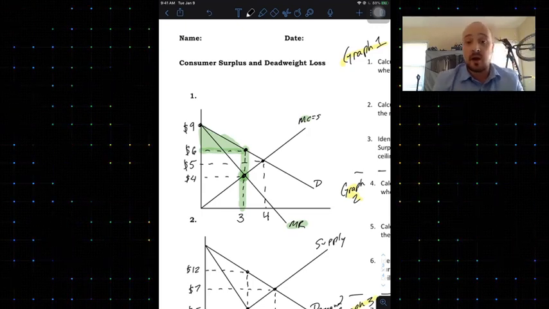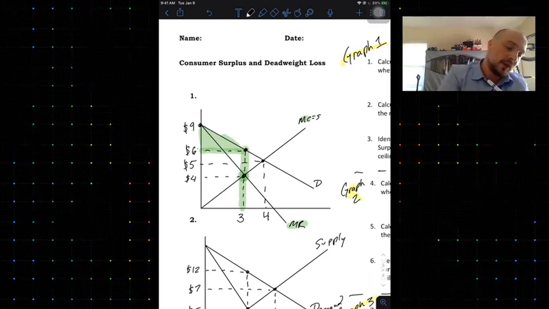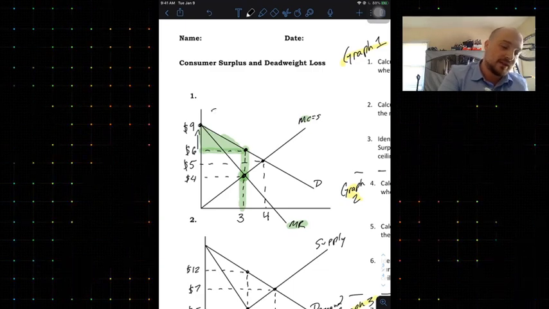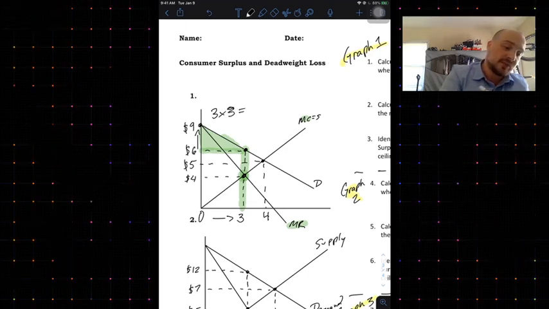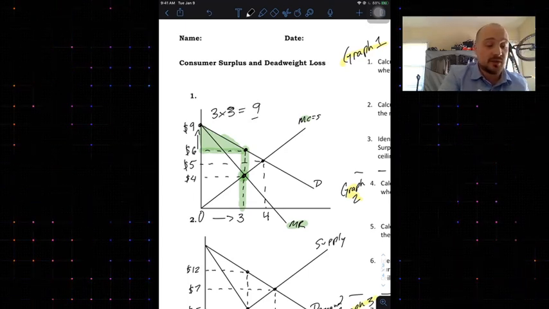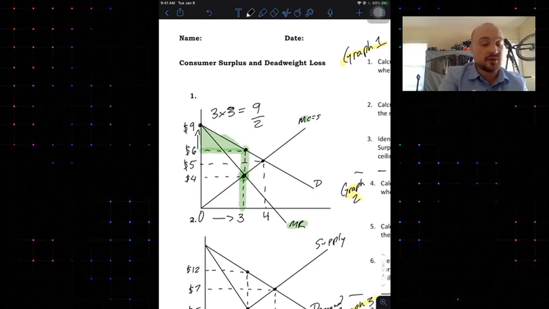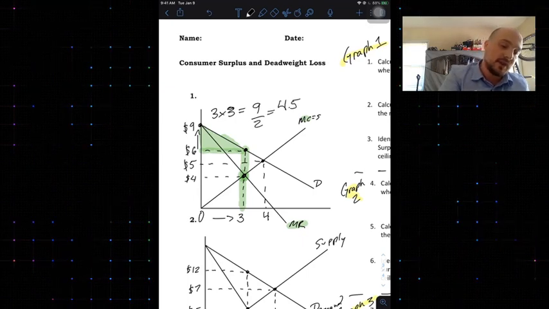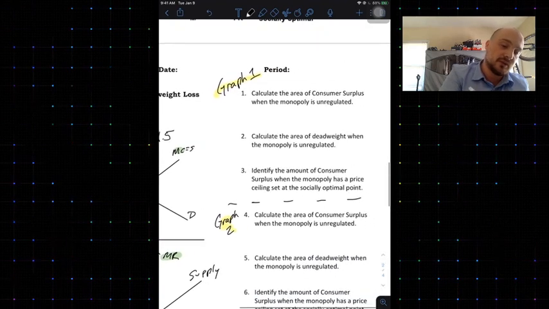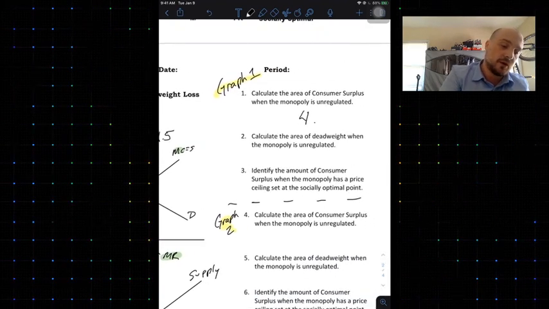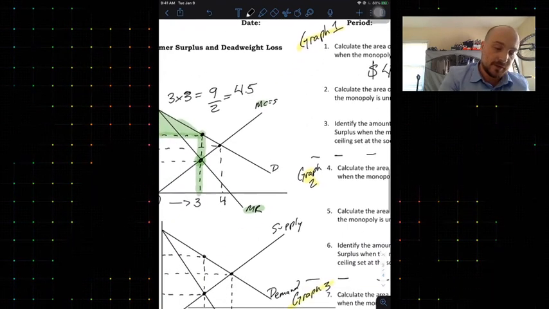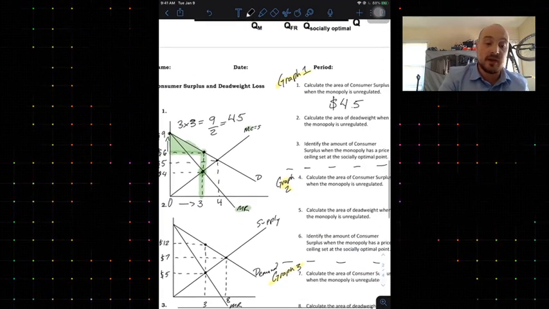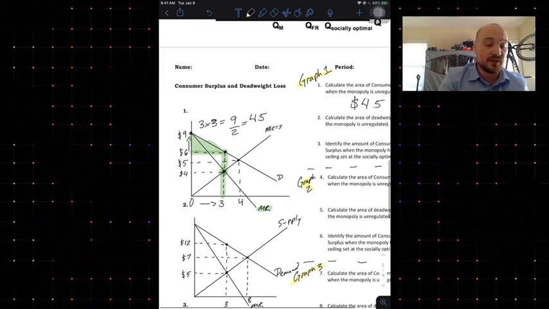So now I got to find the area of this triangle. When I go from 6 to 9, that's a distance of 3. When I go from 0 to 3, that's a distance of 3. 3 times 3, that's the type of multiplication I can do. That's 9. It's a triangle, so we divide by 2. And so the area of consumer surplus is $4.50, right?